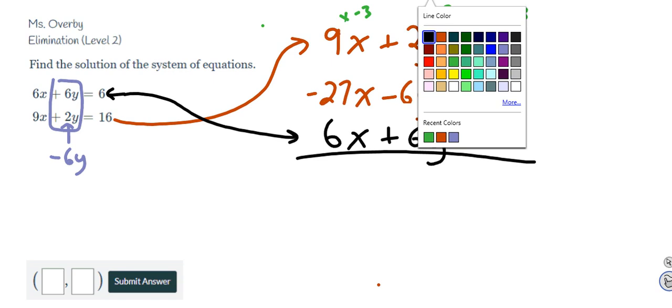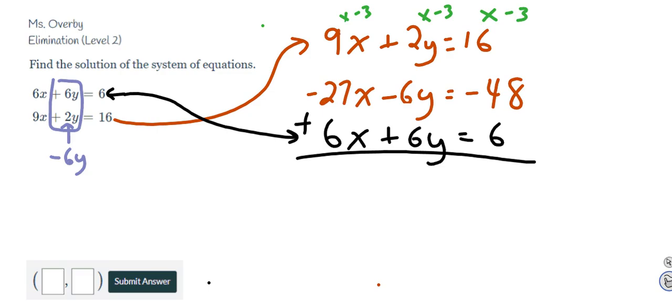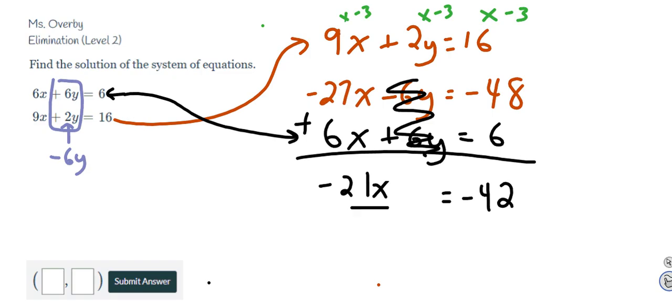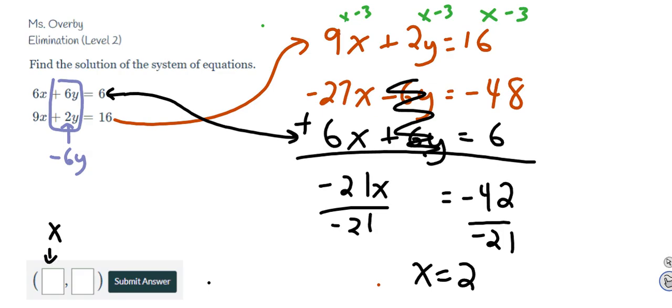Did I continue to do black? I guess we can do that. All right, so we're going to do -27 plus 6, that's -21x. The -6y and 6y are gone, bring down the equal. -48 plus 6 is -42. This looks good, right? Just divide by -21. And we get that x is 2. So we're going to go down to the x spot, and we're going to put a 2.